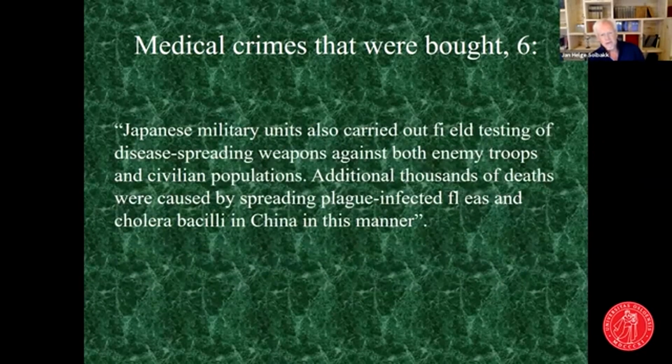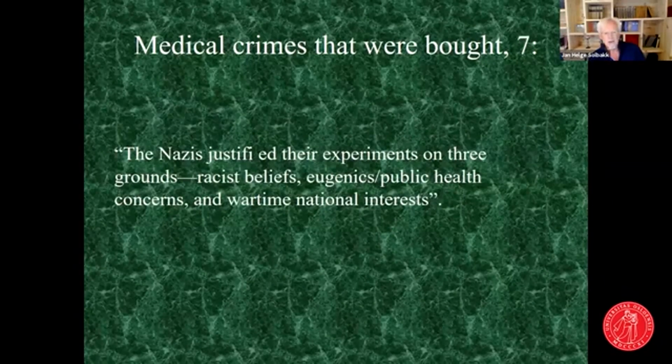Japanese military units also carried out field testing of disease-spreading weapons against both enemy troops and civilian populations. Additional thousands of deaths were caused by spreading plague-infected fleas and cholera bacilli in China in this manner. The Nazis justified their experiments on three grounds: racist beliefs, eugenics, public health concerns, and wartime national interest.